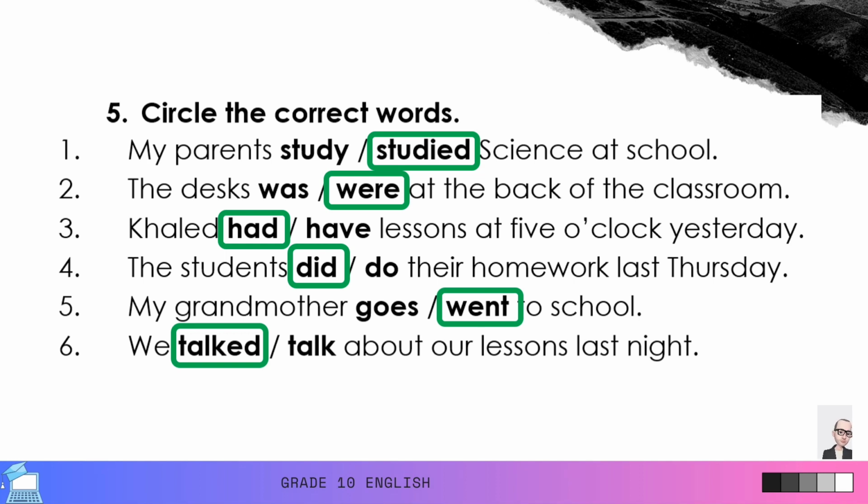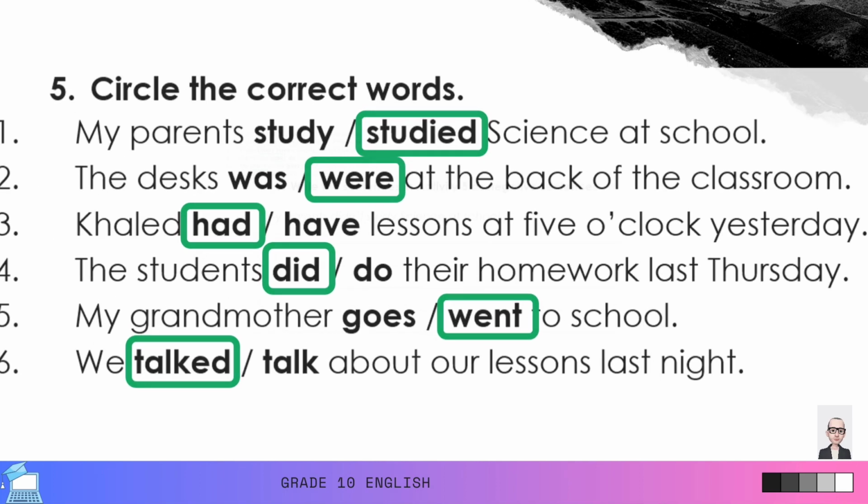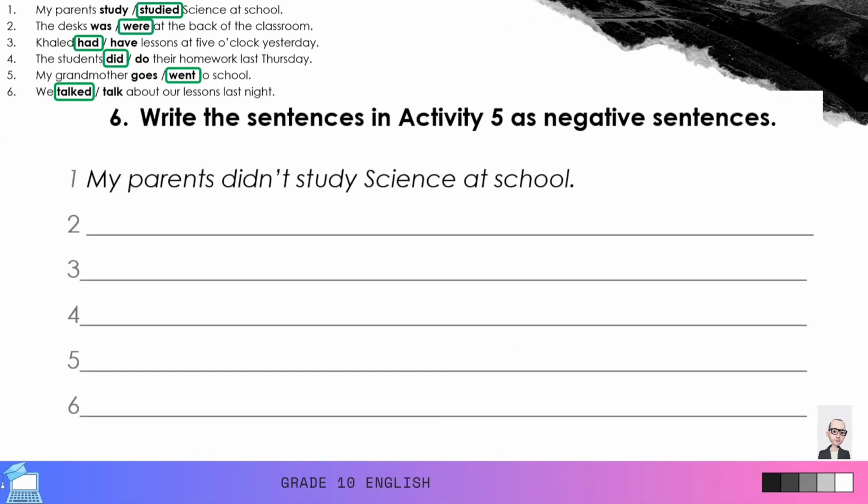All right, let's move on to our last task here. Write the sentences in activity 5 as negative sentences. My parents didn't study science at school. That's negative. You will see the positive at the top left corner. My parents studied science.